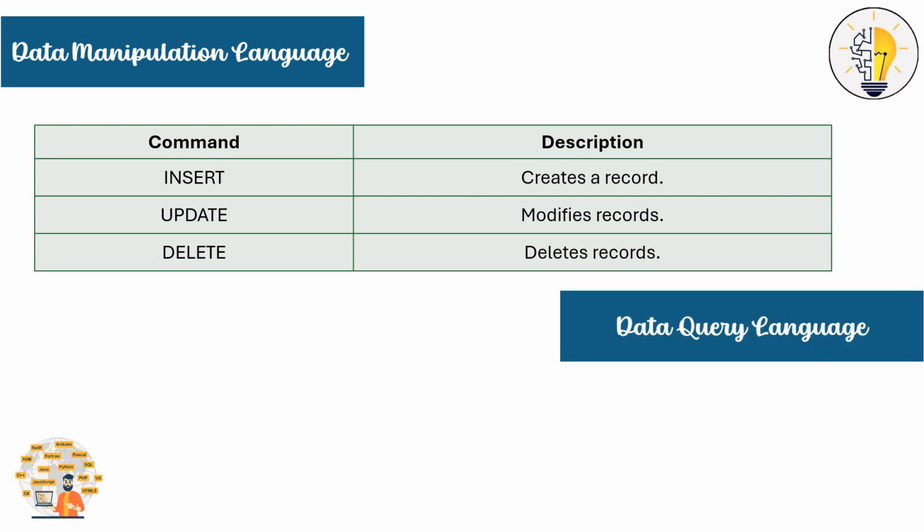Next is data query language. Here the data query language is used to access the relational databases. It is written as DQL. So which is used to access this relational database. It can be any command that can be used in DQL.